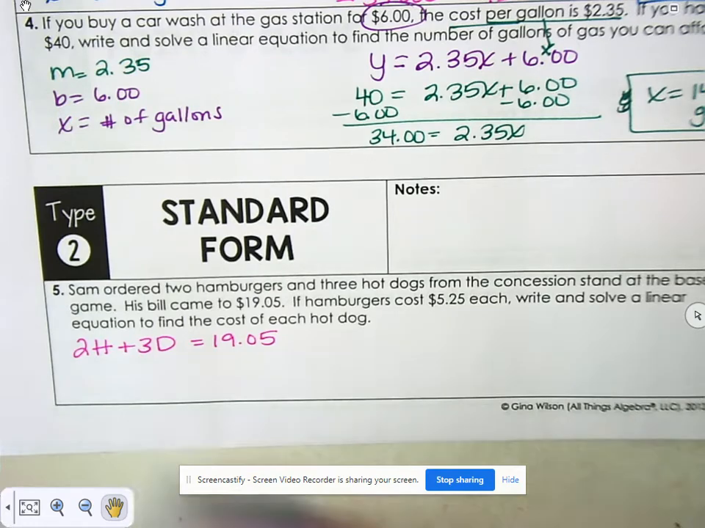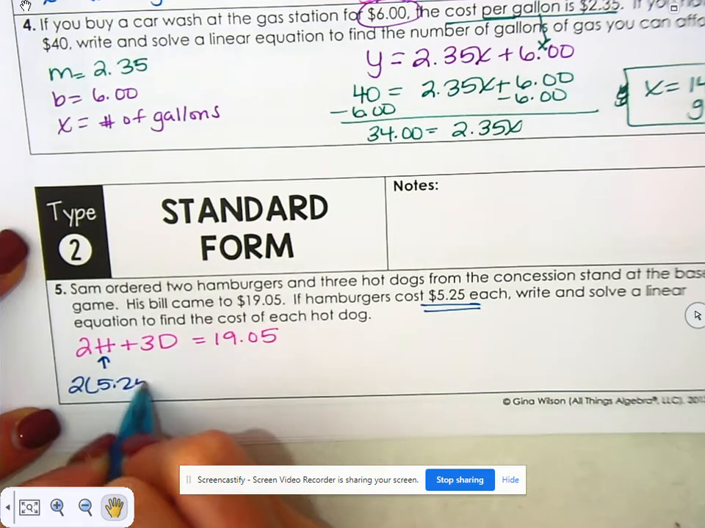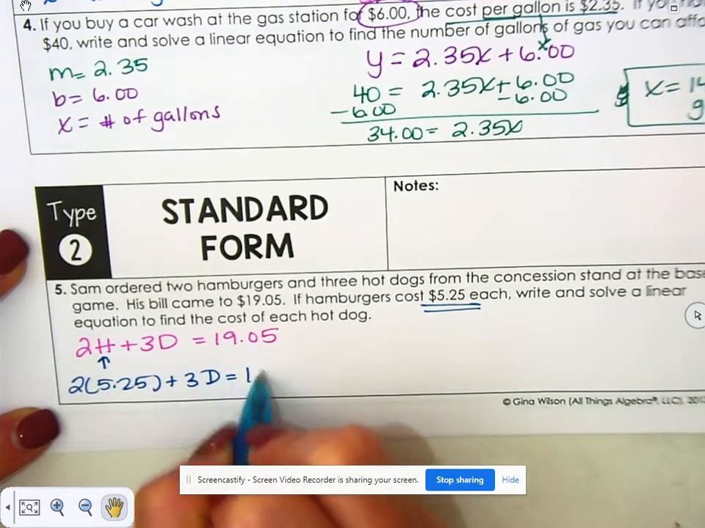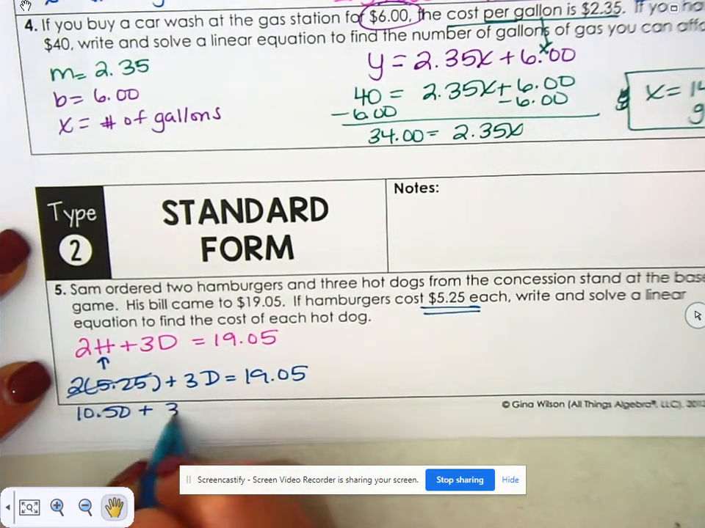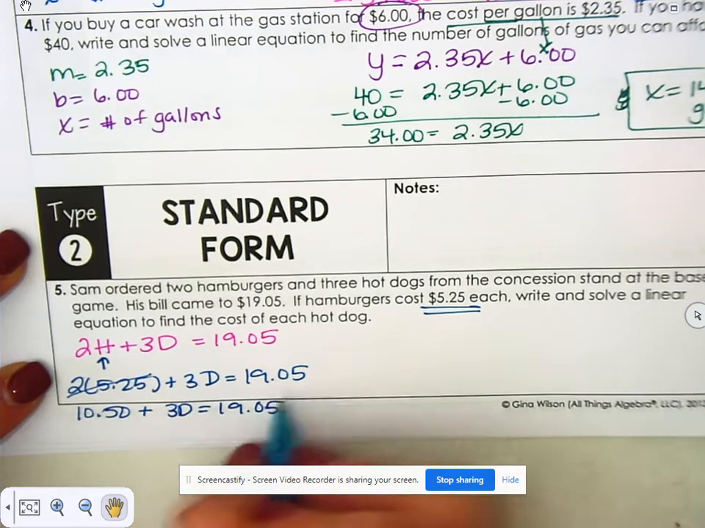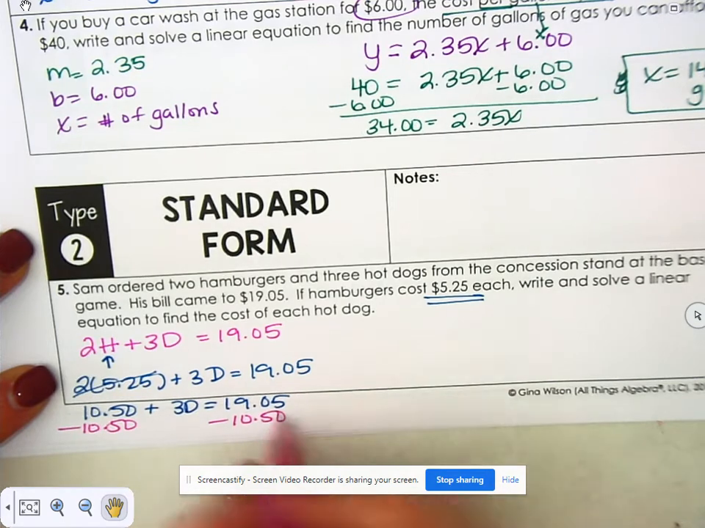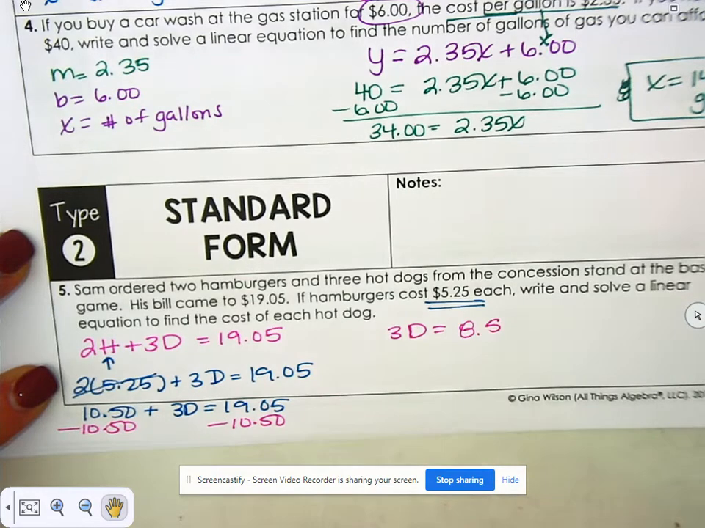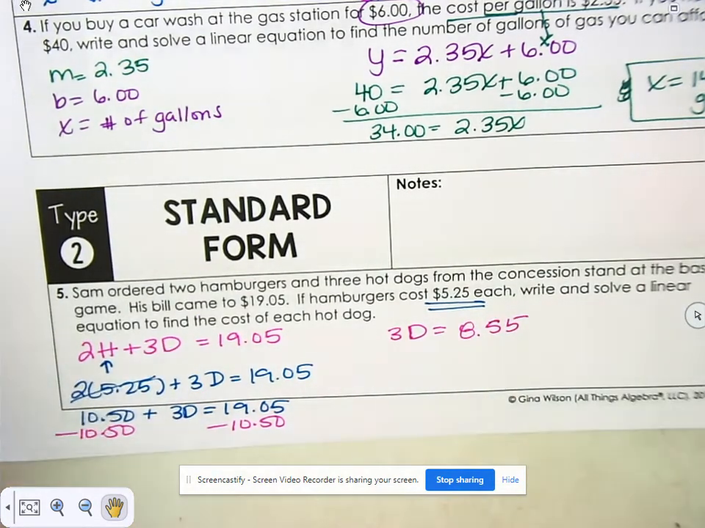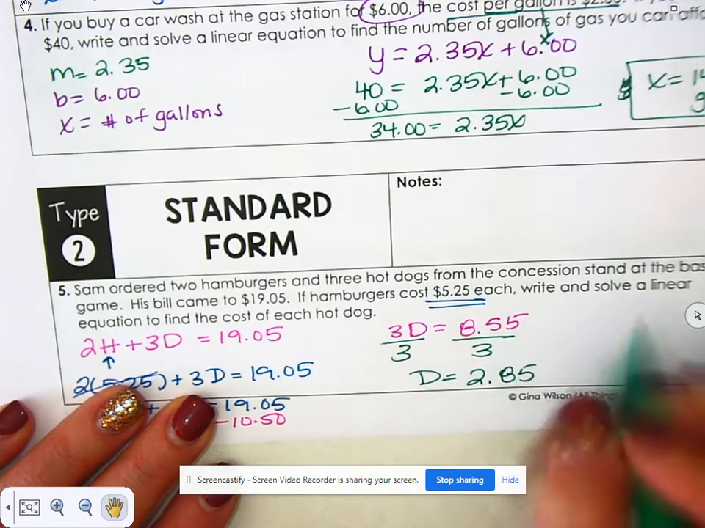Okay, but we do know if we keep reading that a hamburger is $5.25. So where I see H, I'm going to put in $5.25. Everything else is going to stay the same. All right, so 2 times $5.25 is going to give us $10.50. And again, y'all, you are at a two-step equation. I'm going to move the $10.50. Okay, so I get 3 hot dogs should equal $8.55, I believe is what it was. And then we're going to divide by 3, and that's going to give us the cost of 1 hot dog, which is $2.85.